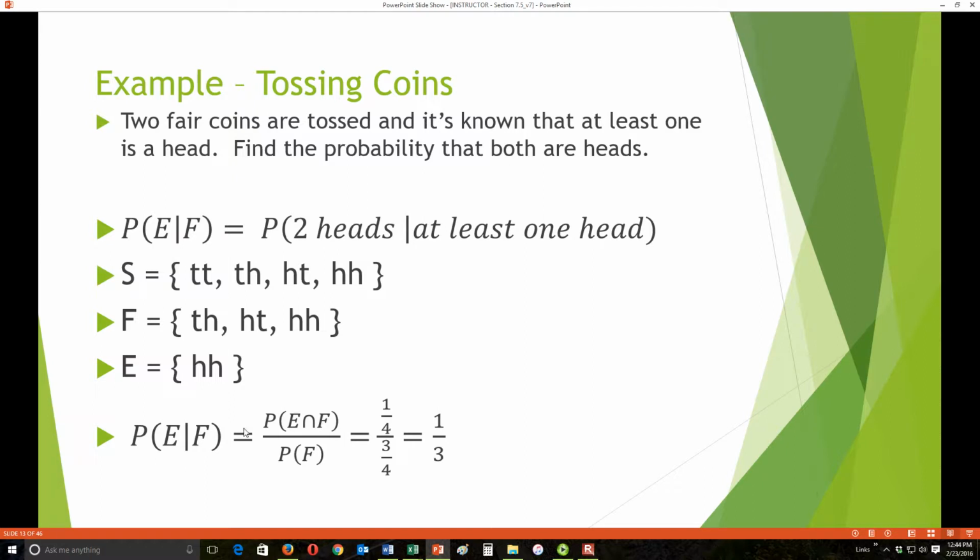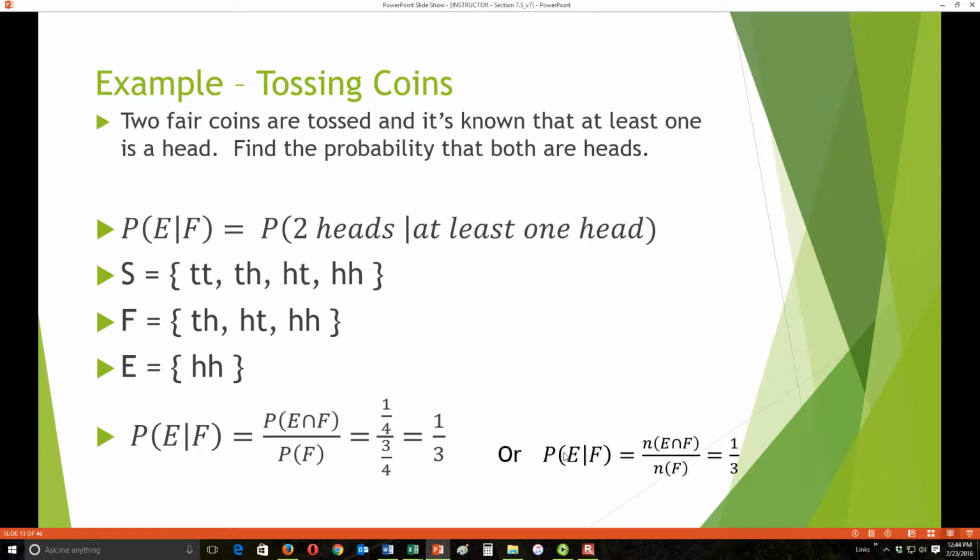So we could do our formula using our probabilities. The probability of E given F is the probability of their intersection divided by the probability of F. Their intersection is just 1 out of 4. Remember, they only intersect at one place, and probability is the number in the event over the number in the sample space. The sample space is 4, so it's 1/4. Probability of F is 3/4, so when you divide, you get 1/3.